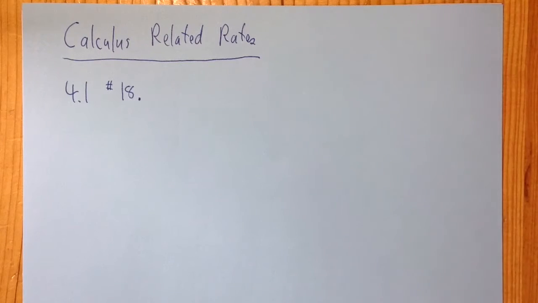Okay, this one is on 4.1, number 18 of related rate problems. Number 18 says a boat is pulled into a dock by a rope attached to the bow of the boat. Passengers are pulling the dock that is 1 meter higher than the bow of the boat. If the rope is pulled in at a rate of 1 meter a second, how fast is the boat approaching the dock when it is 8 meters from the dock?